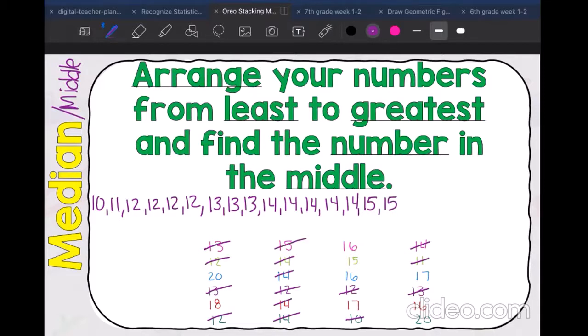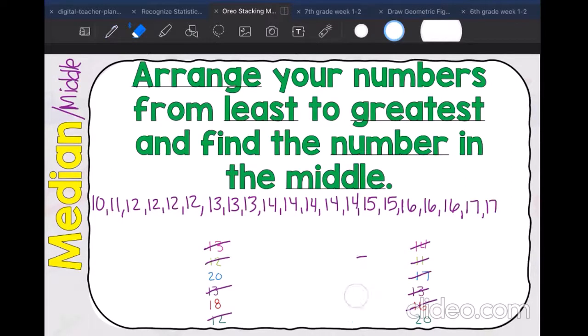Okay, so I'm completely done with this column. I'm going to go ahead and get rid of it. What comes after 15? How many 16s are there? 1, 2, 3. All right. And then 17, how many? 1, 2. Okay, so that gets rid of this column. We can go ahead and erase that.